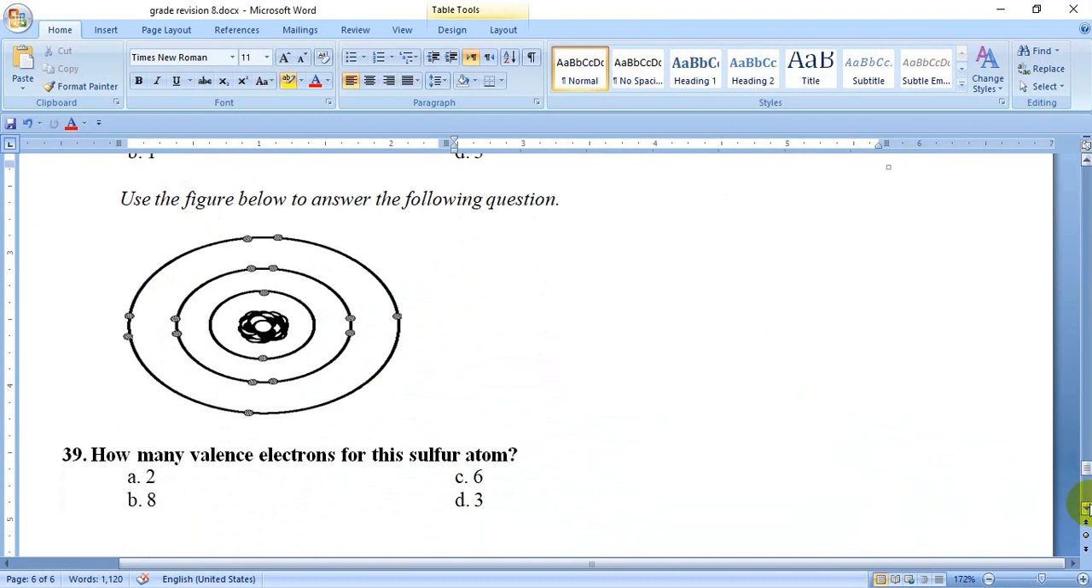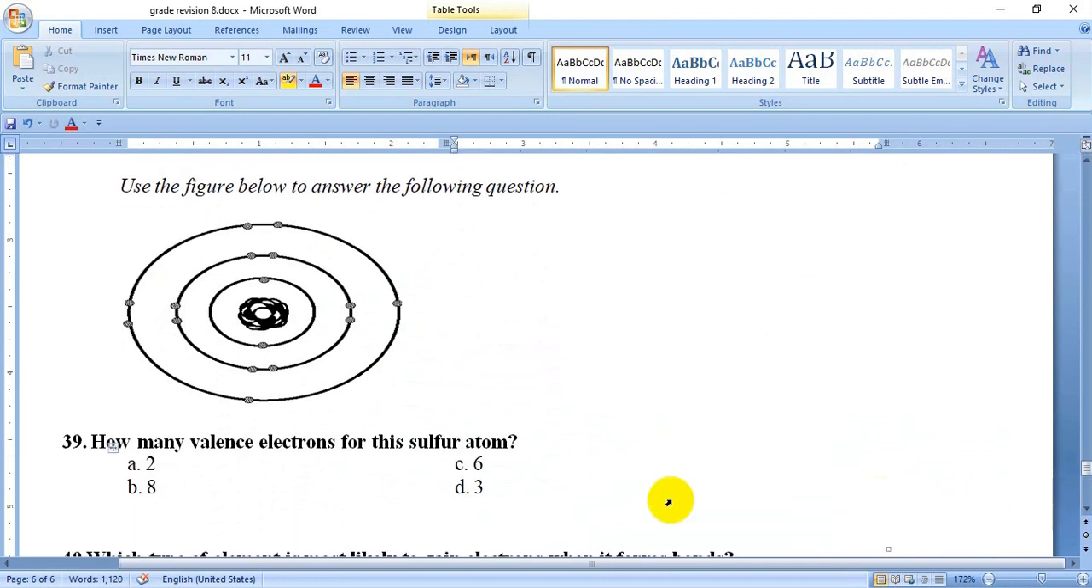Next question. How many valency electrons does a sulfur atom have? This is sulfur. It has 2 electrons in the first level, 8 electrons in the second level, and the outer level, or the third level, has how many electrons? Yes, 6 electrons, so the valency is 6.